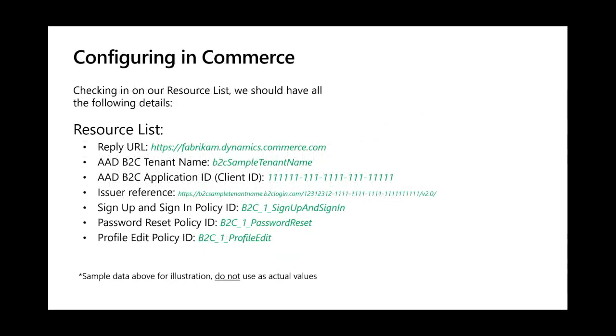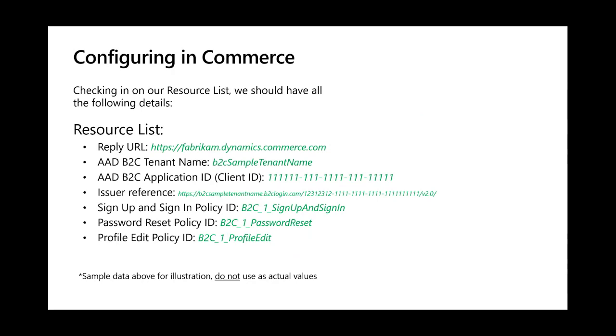Great, so with that, let's check in on our resource list. Now we should have all the information we need to do the final configuration pieces, which should make it pretty quick. Again, we collected the reply URL. We have the AAD B2C tenant name. And I wanted to highlight, you've provided the tenant name when you provision, but if you need to reference it later, you can actually go into the directory, and it should be listed as the directory name as well.